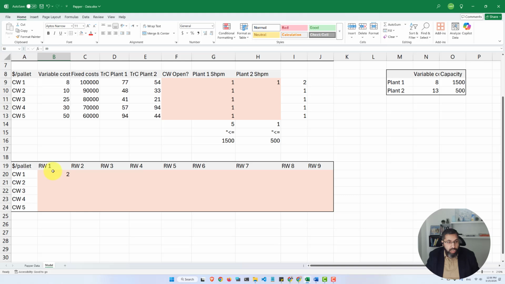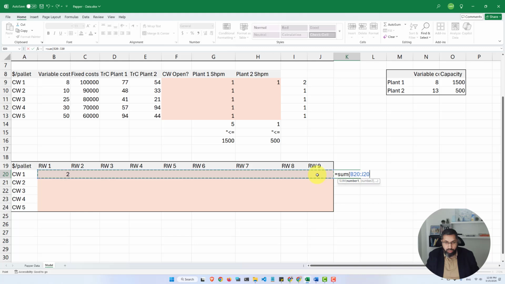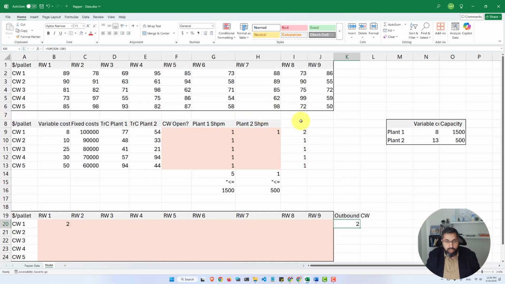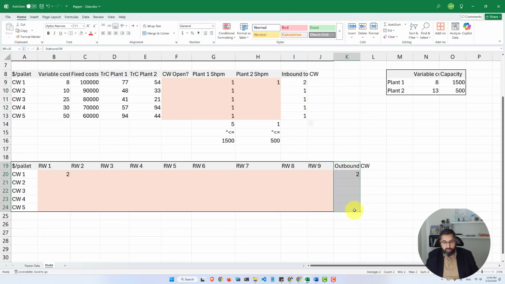Now everything that's shipped out of central warehouse 1 is going to be the sum of this row, because it can only ship out to these 9 regional warehouses. So all outbound shipments from central warehouse 1 are going to be summed here. So we can say outbound from central warehouse, and this is inbound to central warehouse. That's coming in, the total amount. This is the total amount going out.